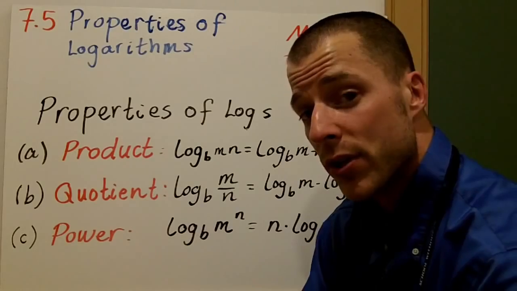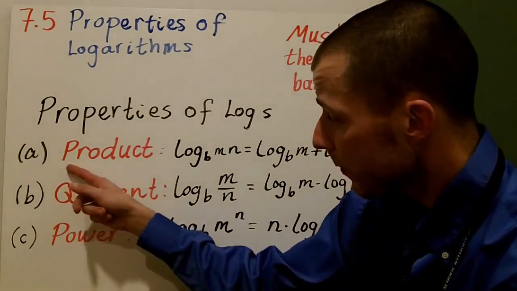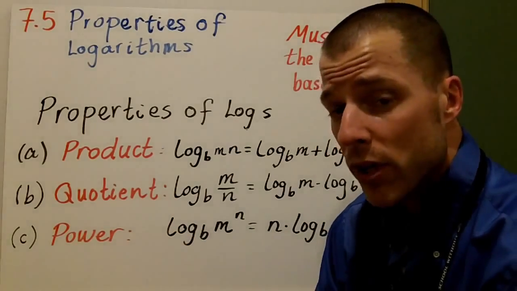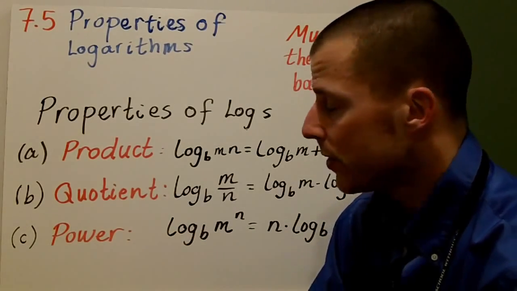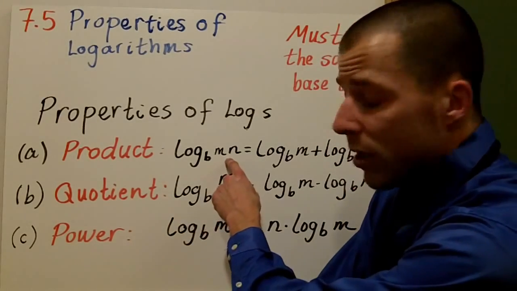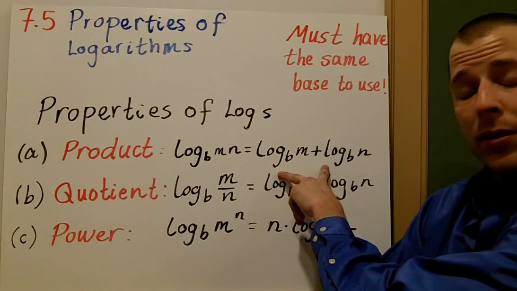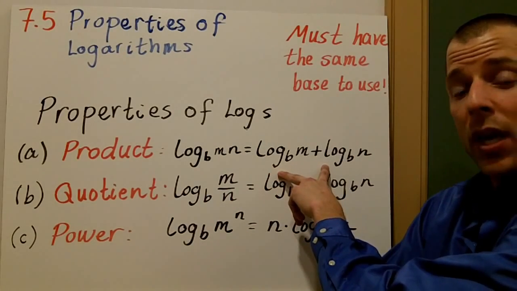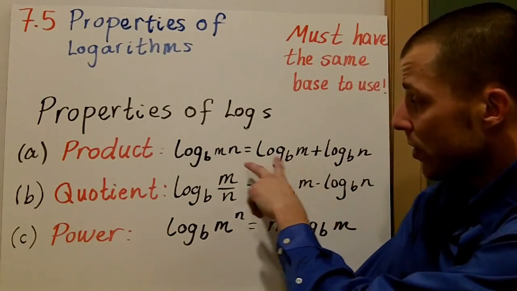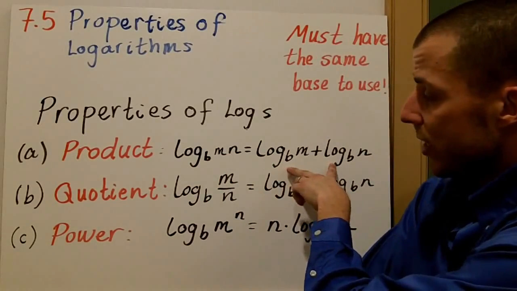So the first thing that we're going to study, the first couple of examples, are three properties: the product rule, the quotient rule, and the power rule, all of which we have when we deal with exponents. What the product rule tells us is that if we're multiplying two numbers in the same log, we can simply split this up using addition. Very similar to multiplying two numbers with the same base, you add their exponents. Multiplying two numbers in the same logarithm, you can separate with addition.